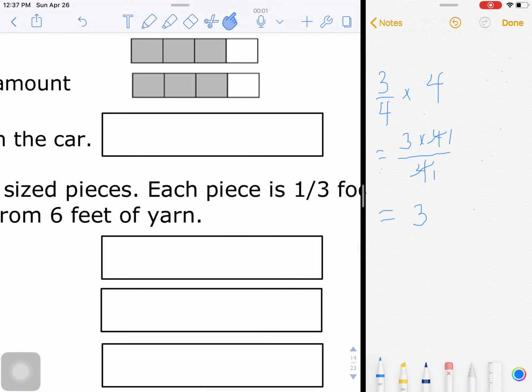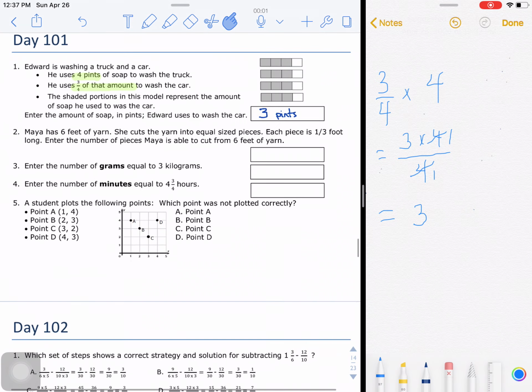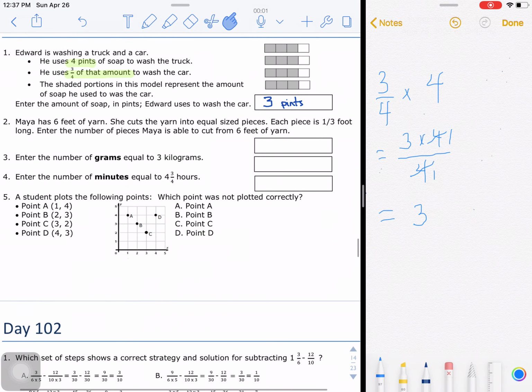So Edward used 3 pints of soap to wash the car. Let's take a look at problem number 2.